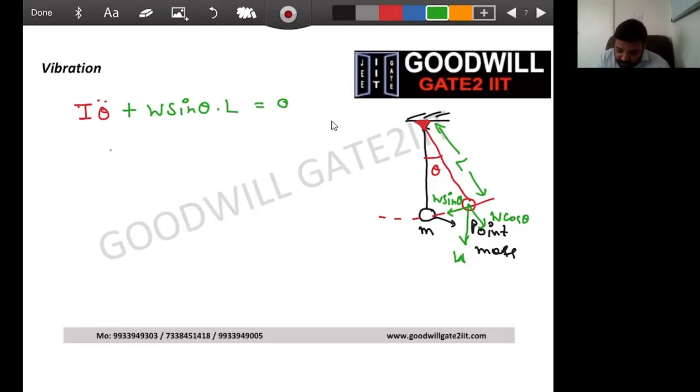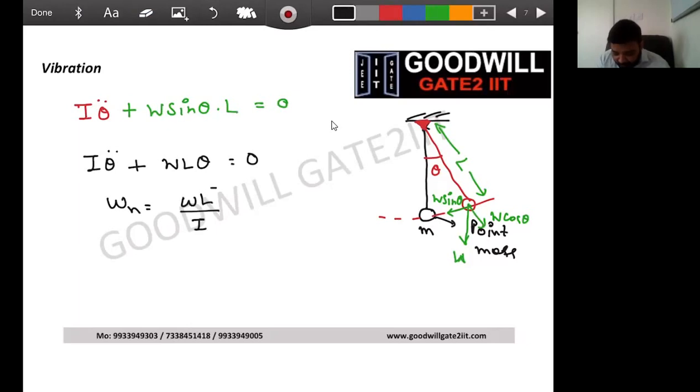If you want to calculate the natural frequency of this system, just a quick note: theta is very small, so I can write it as WL theta equals 0, correct? The natural frequency of this system, I may be going a bit fast, but I'm assuming you are following, becomes WL by 2 over inertia, under root. The unit is radians per second. But the question is, what is the inertia?